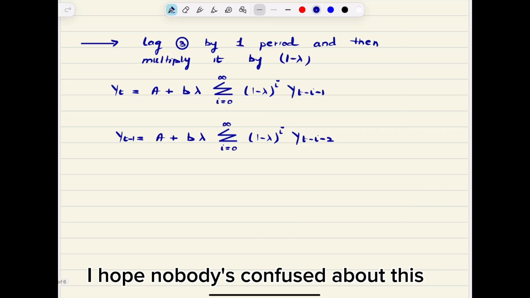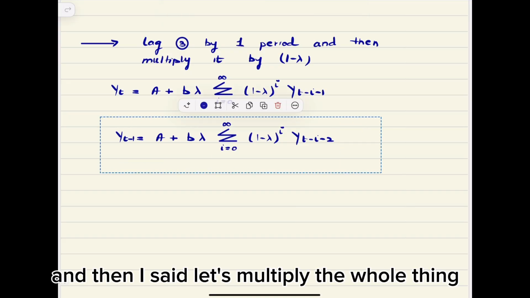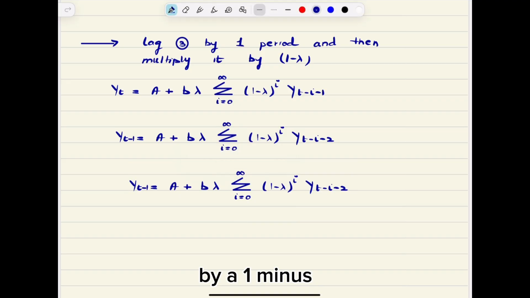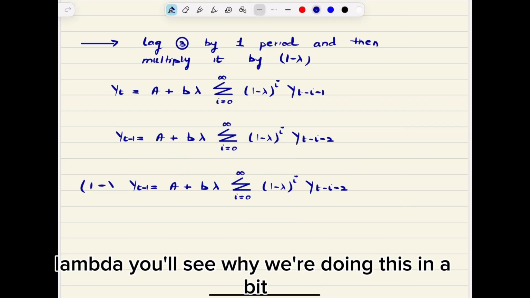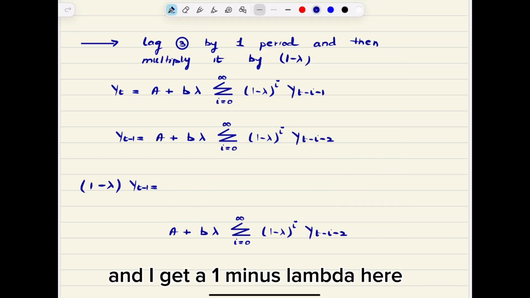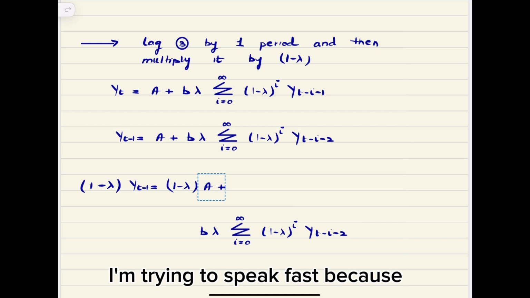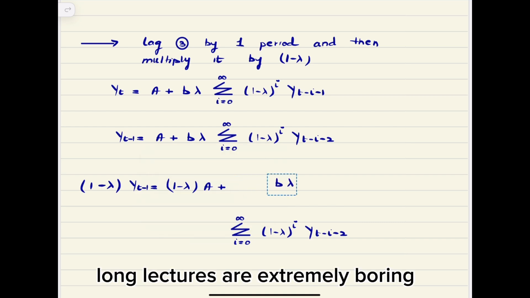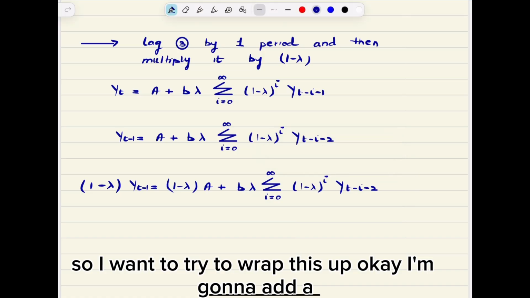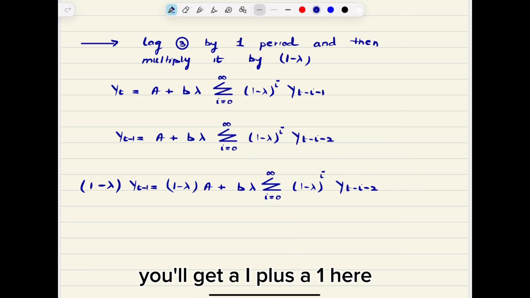I hope nobody's confused about this. And then I said let's multiply the whole thing by (1 minus lambda). You'll see why we're doing this in a bit. (1 minus lambda), and I get a (1 minus lambda) here. I'm trying to speak fast because long lectures are extremely boring, so I want to try to wrap this up. Okay, I'm going to add, we'll get A plus A1 here.